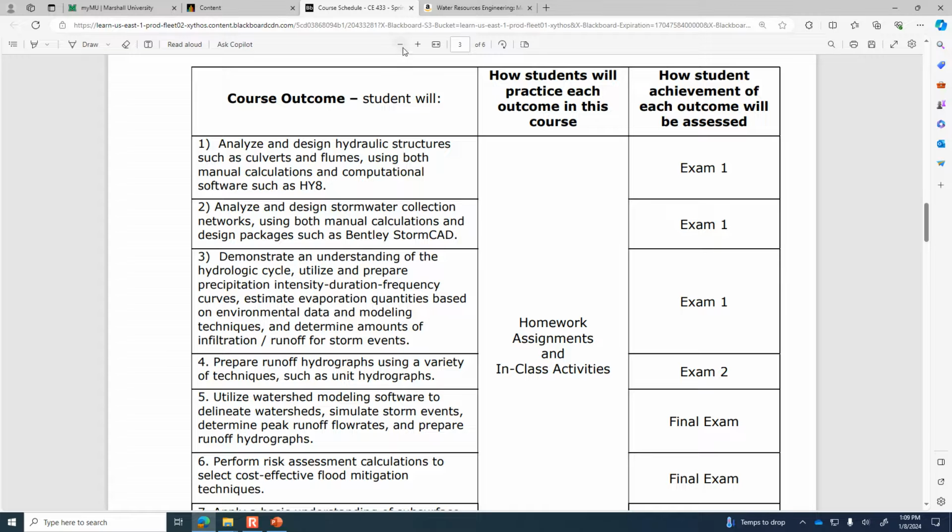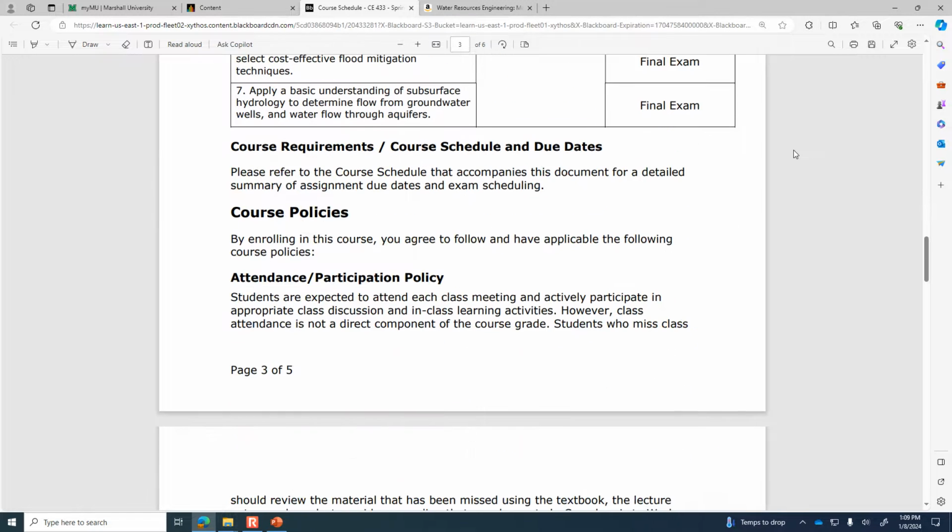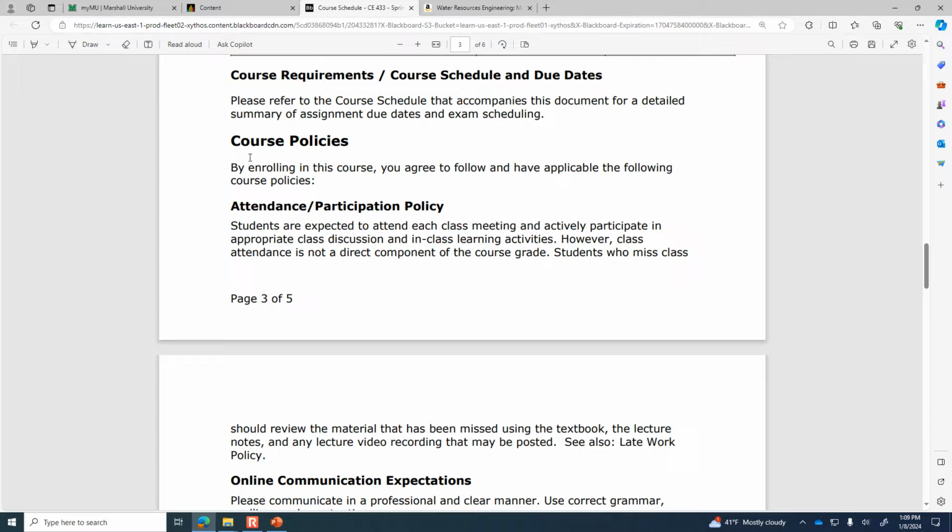Here's the list of outcomes for the course, the things I want you to learn over the course of the semester, and how it's practiced and how it's assessed. The due dates and requirements on a topic-by-topic level are at the end of the document, where there's a schedule. But there's a variety of policies here that are important. I'll just sort of breeze through these pretty quickly.